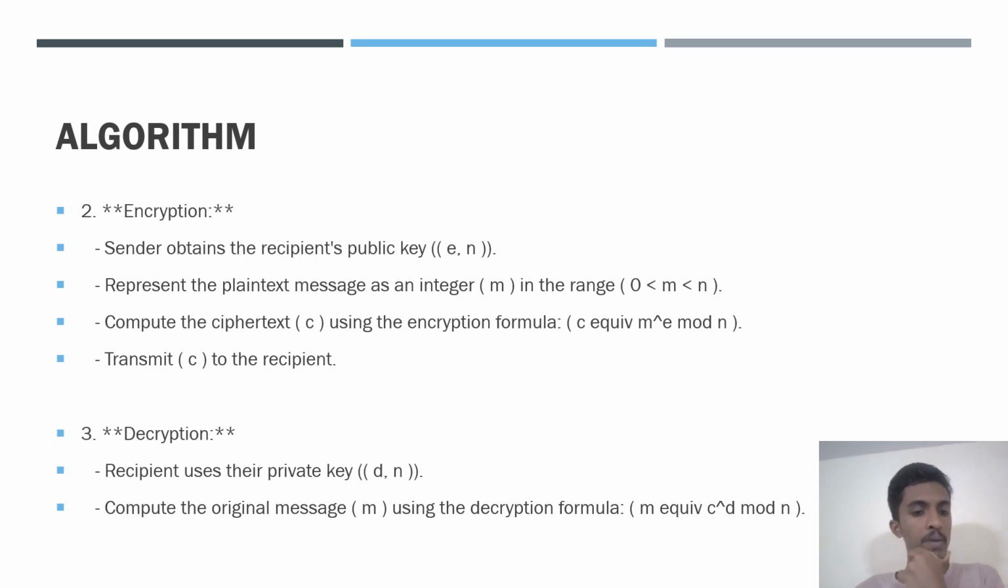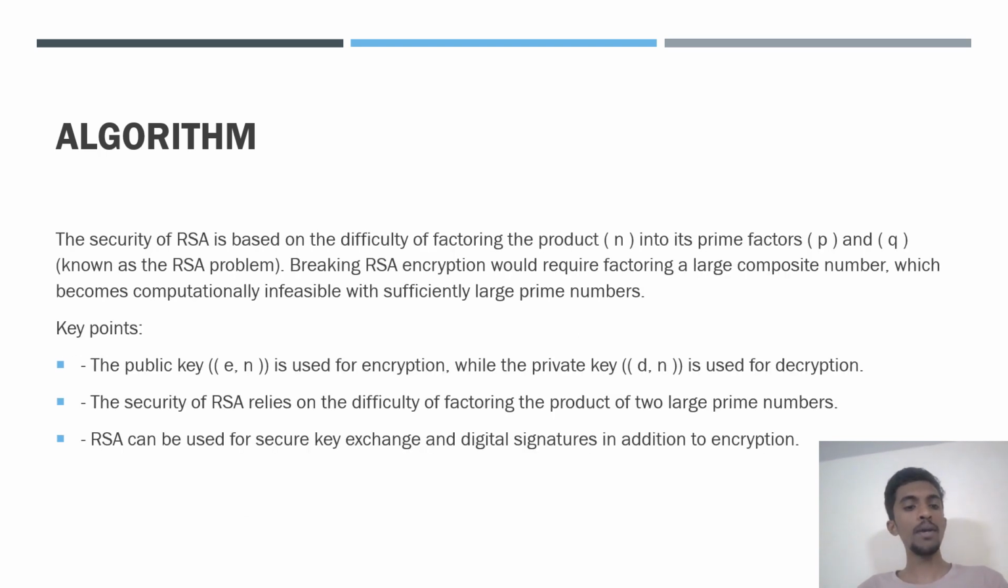Now how will the recipient do the decryption? The recipient uses their private key to decode that ciphertext, and computes the original message using the decryption formula. The sender has one formula for encryption, and in the same way the recipient follows a different formula to get that information. This is how the decryption will happen.